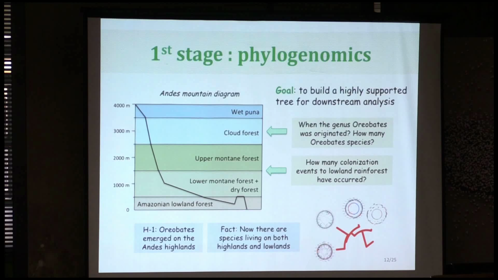So we want to build a phylogenetic tree, and we want to know what's happening here. The thing is that it has been hypothesized that Oreobates originated in the highlands. That's a little bit weird, because normal species originate in the lowlands and then go to the highlands to conquer new habitats. In our case, we want to know what's happening here, how many species and how many colonization events. And we can solve that with the phylogenomics tree.